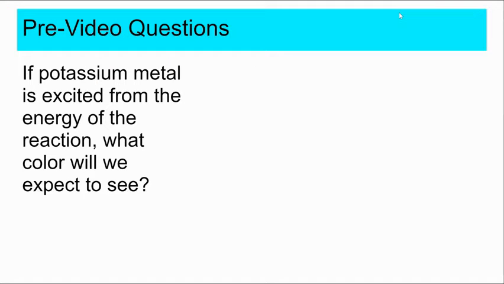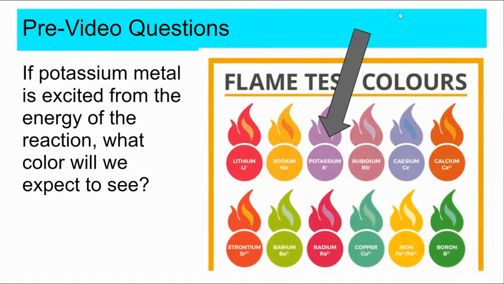All right, if potassium metal is excited from the energy of the reaction, what color would you expect to see? Hint, you might want to take a second and Google what color metals make in flame tests. I bet you found that potassium makes a very pretty light lavender color when heated in a flame test. So that's the color we would expect to see in this reaction if the metal is excited by the energy of the reaction.